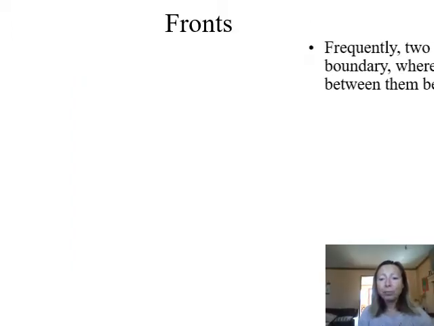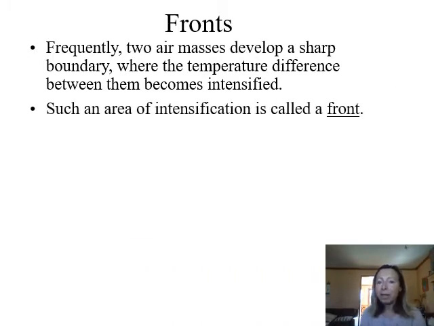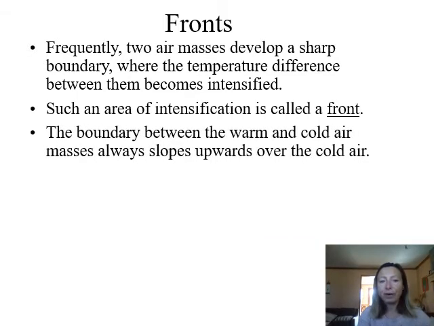The next important concept in this chapter are atmospheric fronts. So fronts are emergent when two air masses develop a sharp boundary where the temperature differences between them becomes intensified. Such an area of intensification is called a front or an atmospheric front.